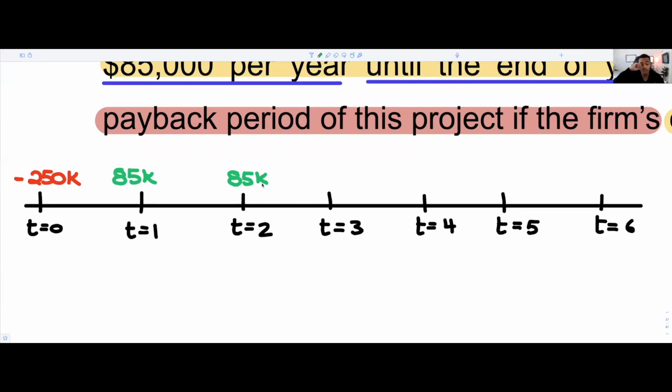But yeah, you're going to have 85K up until year 6. And we just want to figure out, with that said, what our cash flows are like, and when we are going to be able to make our initial investment back.